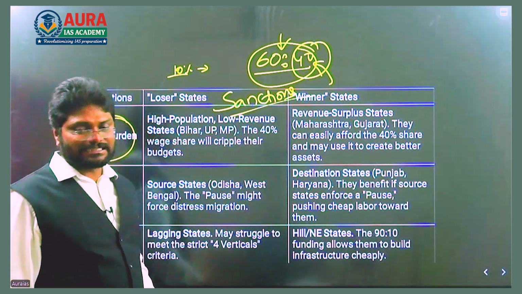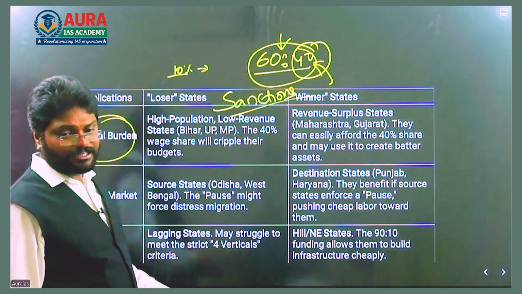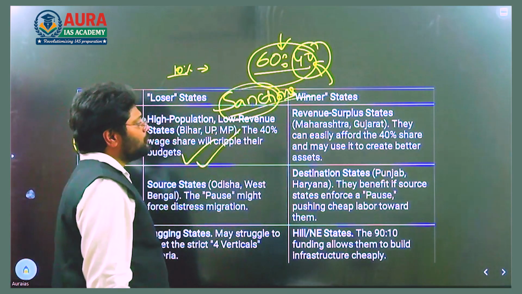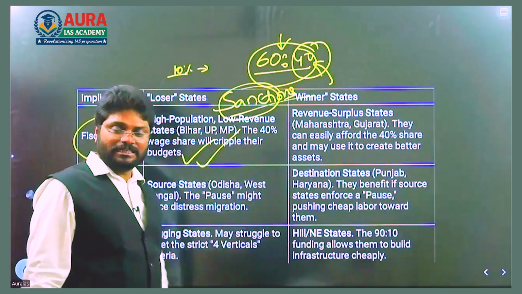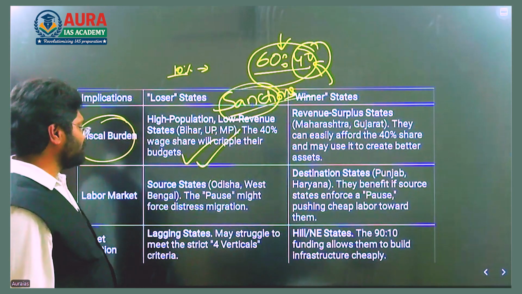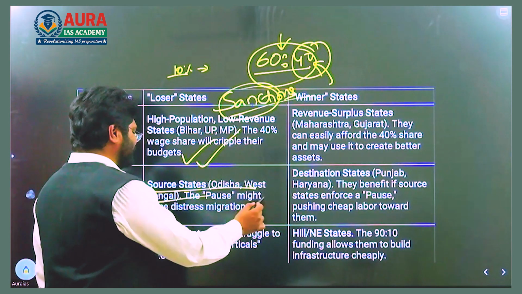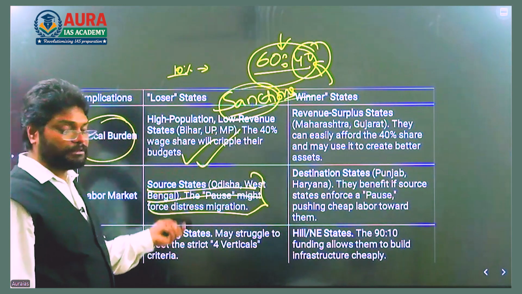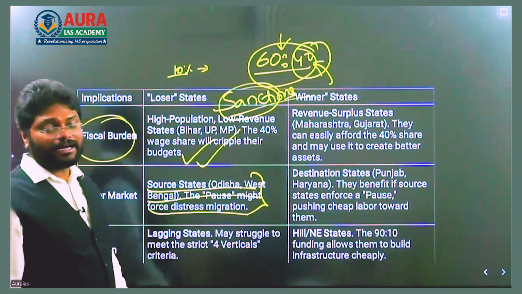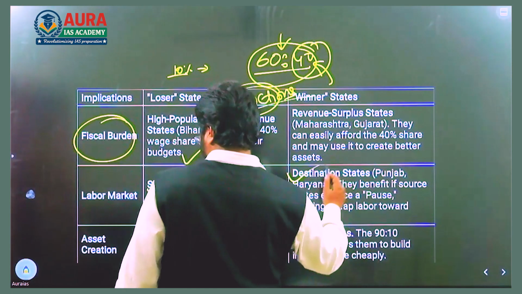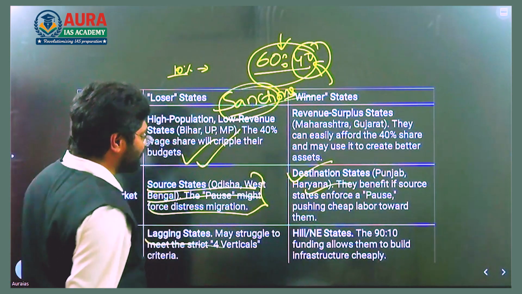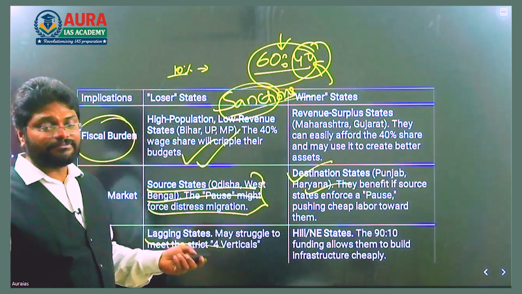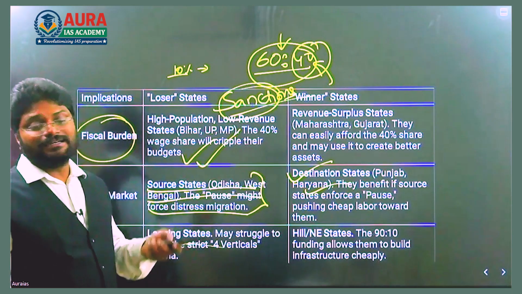Some of the states which have high population and low revenue may not opt for or afford to implement this scheme, but revenue surplus states might benefit from this Act. On the labor market: states with more unskilled or manual labor could not properly implement this Act, while states with high skills might prosper. On asset creation, some states are lagging and some are very high in asset creation. This unevenness between the states needs to be rectified.